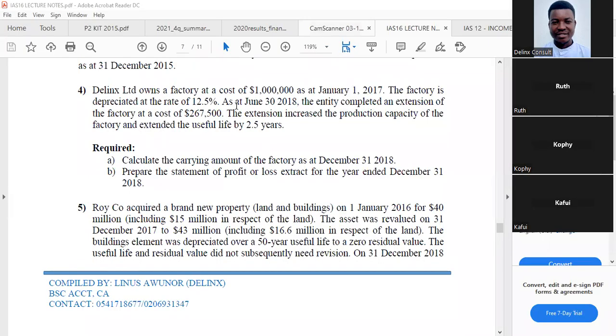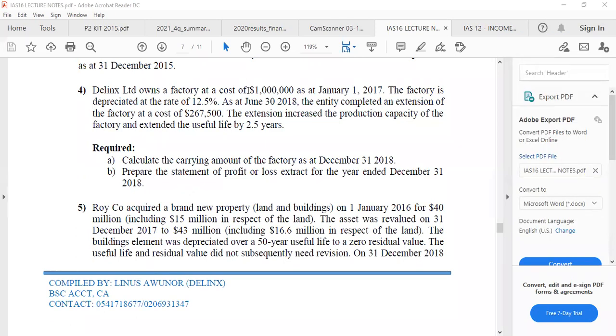Okay, who is reading for question 4? Who is reading for us? Kathy, read for us question 4.